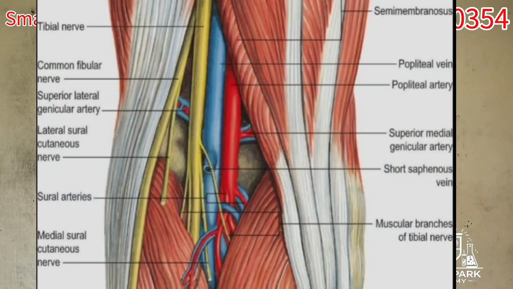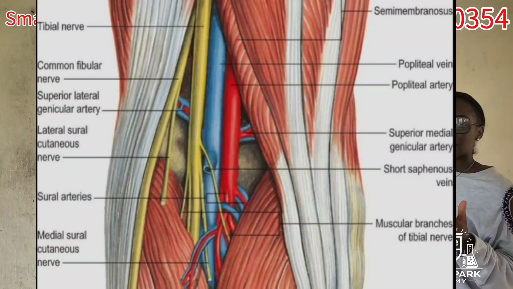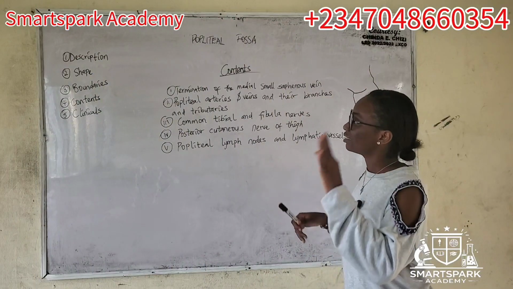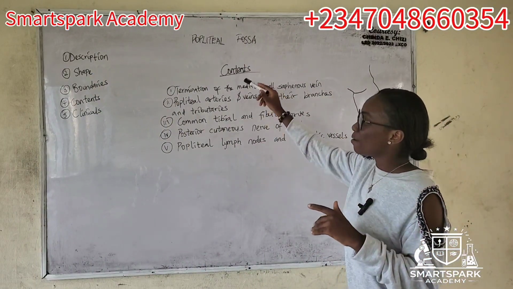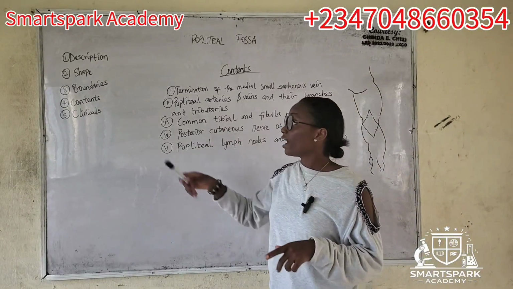And lastly, we have the popliteal lymph nodes and lymphatic vessels. So even if you cannot remember everything, remember lymph nodes. We are talking about popliteal, so definitely we'll add popliteal. So remember lymph nodes, remember arteries and veins, remember nerves. With those three, I think you have half of the mark. Now imagine if you can calm down and remember everything as it is here. We are good.